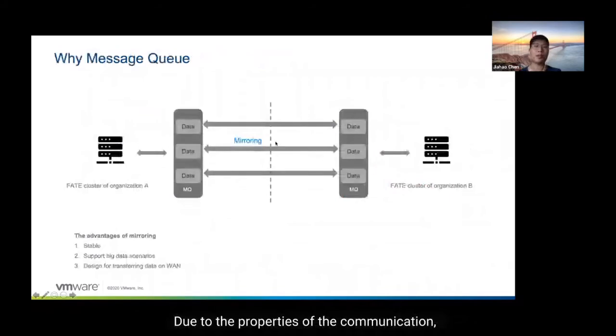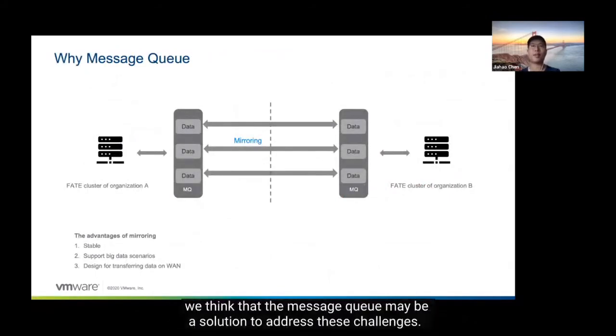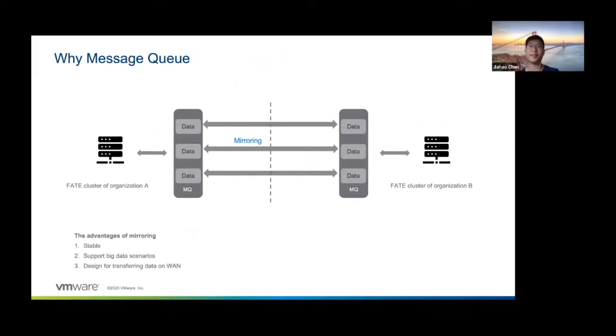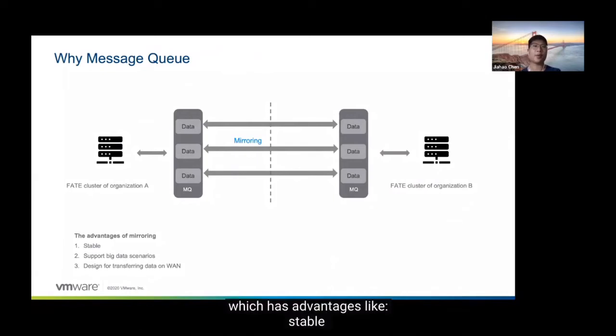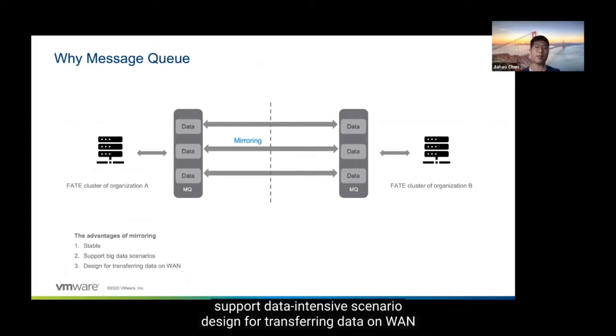So due to the properties of the communication, we think that a message queue might be a solution to address these challenges. Message queue projects like Pulsar, Kafka, and RabbitMQ have a mirroring mechanism, which has advantages like being stable, supporting data-intensive scenarios, and being designed for transferring data on the WAN.